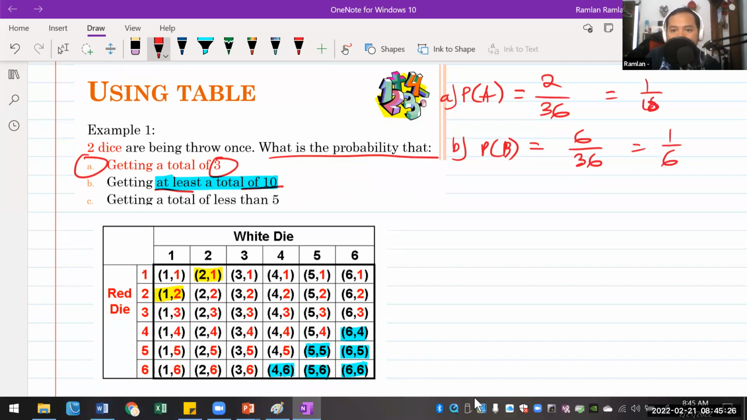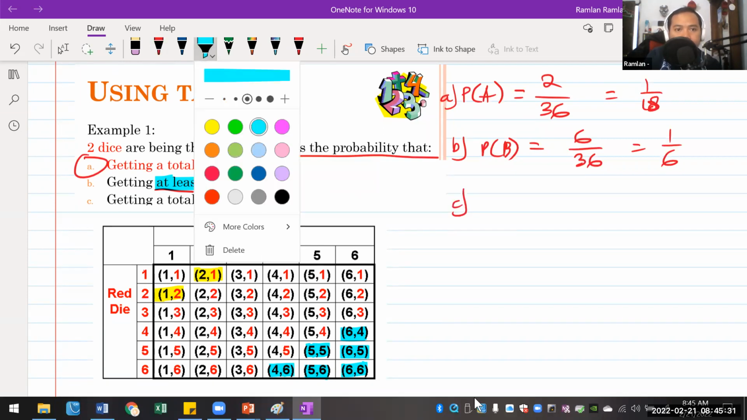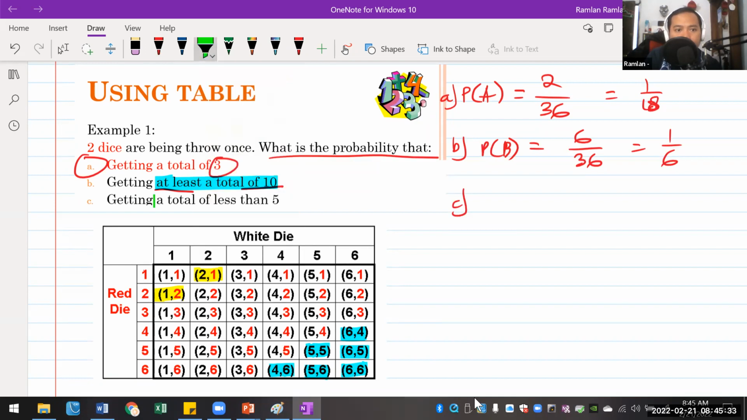Okay, last one is, I'm going to use green this time. A total of less than 5. Less than 5 means that 5 is not included. Again, be very careful. A total of less than 5 means that 5 is not included. It can be like 4.9, 4.8, right? But because we don't have any decimal number here, let's just assume we have only integers or whole numbers, right? So less than 5, we start from the first number, which is 4.